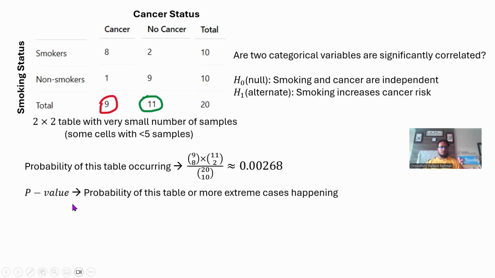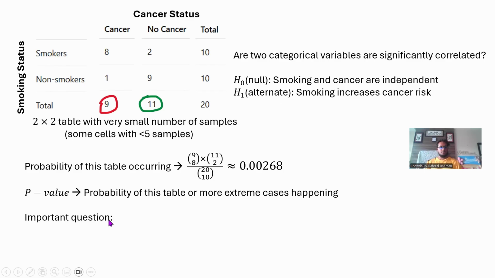Okay, now what is the p-value? Is this the p-value? Actually, the answer is no, it is not the p-value. The p-value is the probability of this table or more extreme cases happening. So it's an extreme case, right? I think we can all agree that it's to some extent an extreme case, because almost all smokers are getting cancer, and almost all non-smokers are having no cancer at all. So we want to get the probability of this case plus all other cases which are even more extreme. That is basically the p-value of a one-sided test, at least.